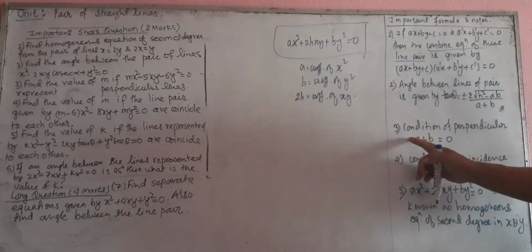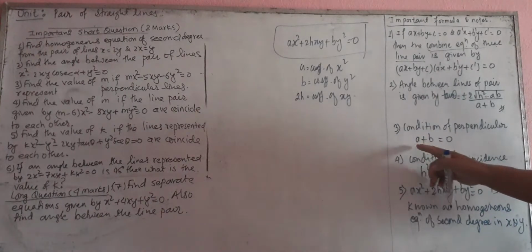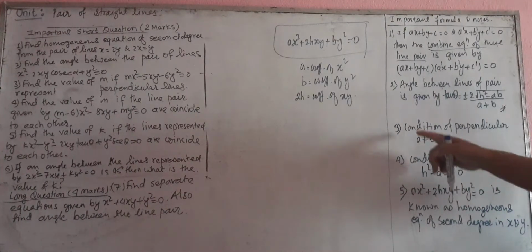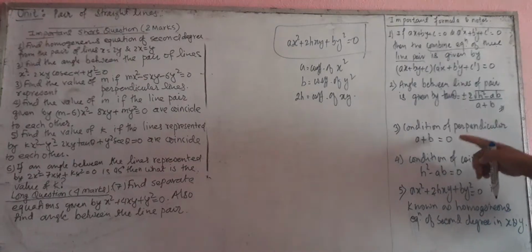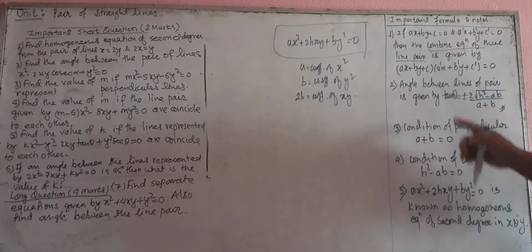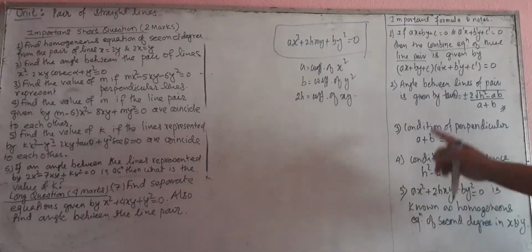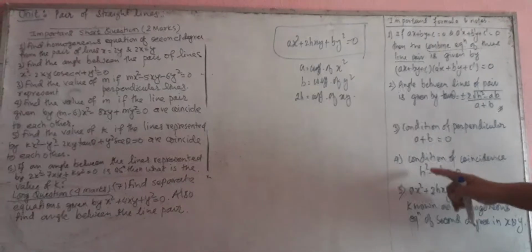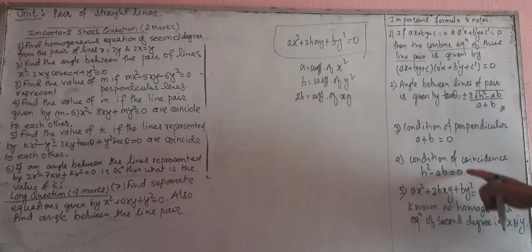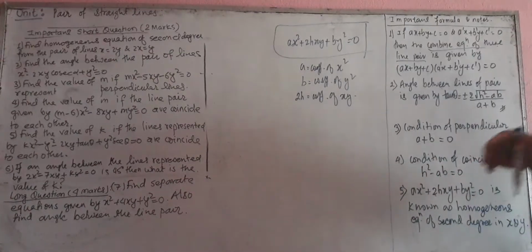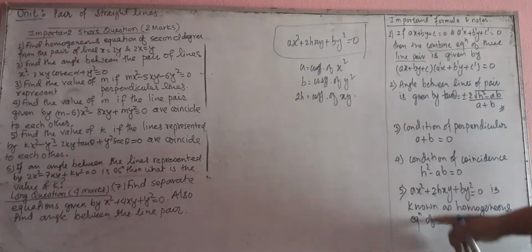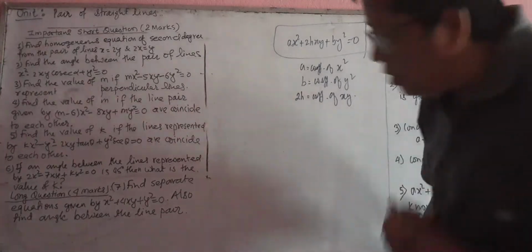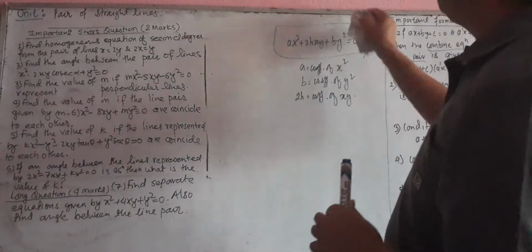And to prove that the line pair are perpendicular, we have to find the sum of these two coefficients. If it equals 0, then the line pair are perpendicular. Similarly, if this quantity h square minus ab equal to 0, then the line pair coincide with each other. That means the line pair are the same, they are identical in this case. Okay, note 5 we have already discussed. So now we start the solution of the first question.